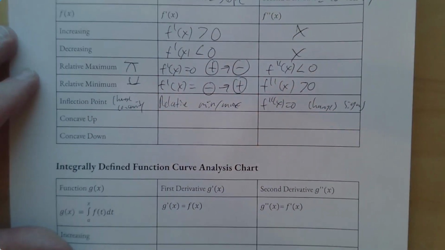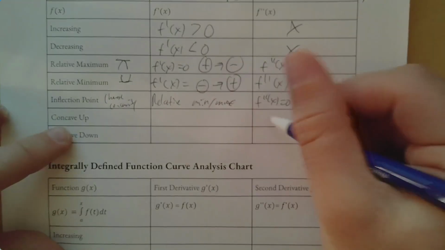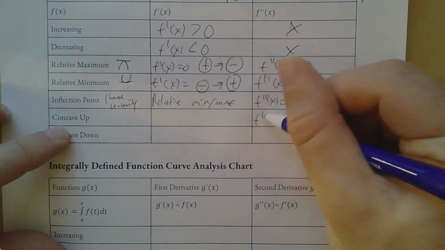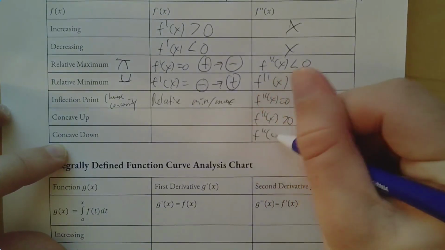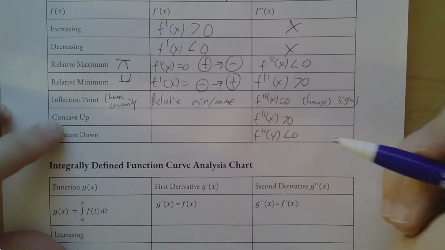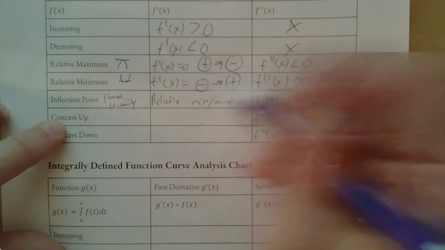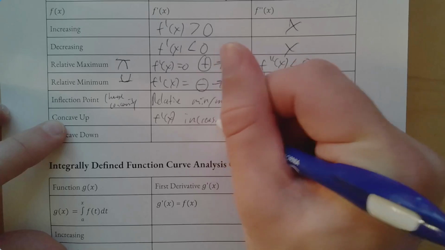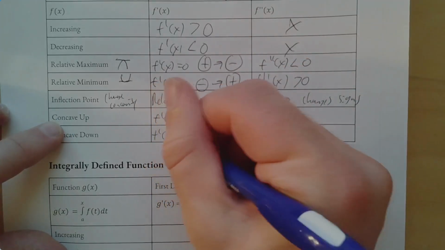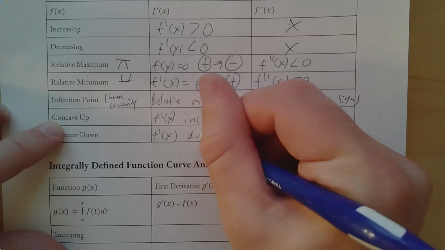Concave up, again, this is a concavity function, is when the second derivative is greater than 0. Concave down is when the second derivative is less than 0. What does concave up mean? It means that the slope is increasing. So by definition, f prime of x must increase. And here, f prime of x must decrease.